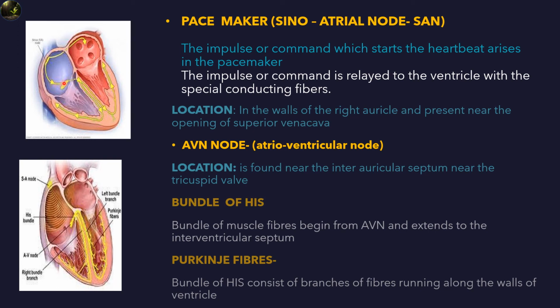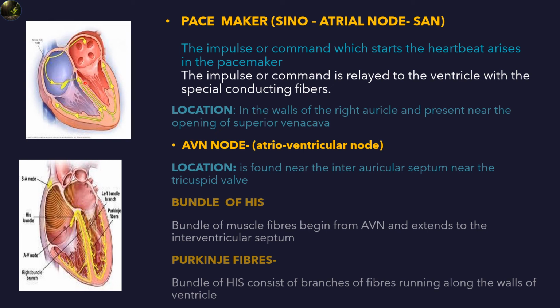Then the atrioventricular node is another structure that is located near the interauricular septum, near the tricuspid valve. Then the pacemaker sends impulses to the atrioventricular node. Then from the atrioventricular node, a bundle of muscles will collect these impulses. This bundle of muscles begins from the atrioventricular node and extends to the interventricular septum.